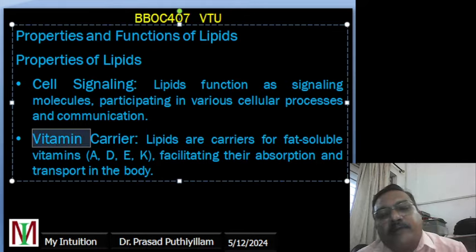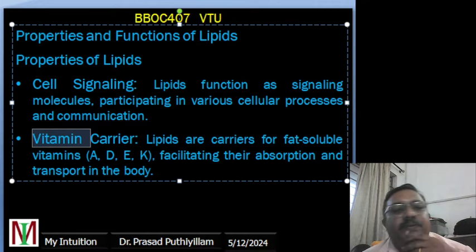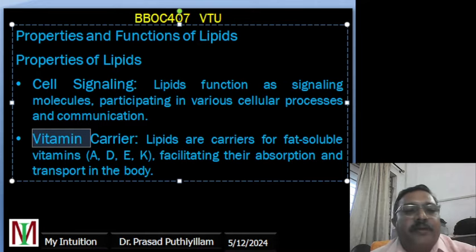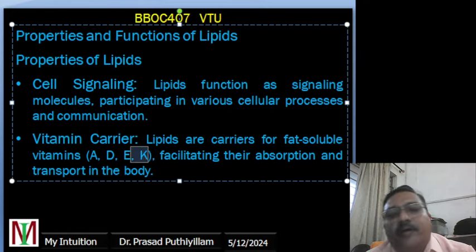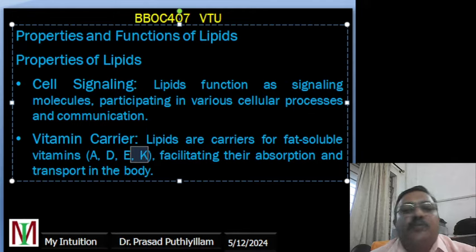Then, vitamin carrier. Some people say vitamin one way, some people say it another way. I'll use my pronunciation. Vitamins A, D, E, and K are the vitamins which are soluble in fat, meaning that they dissolve in lipids rather than water.